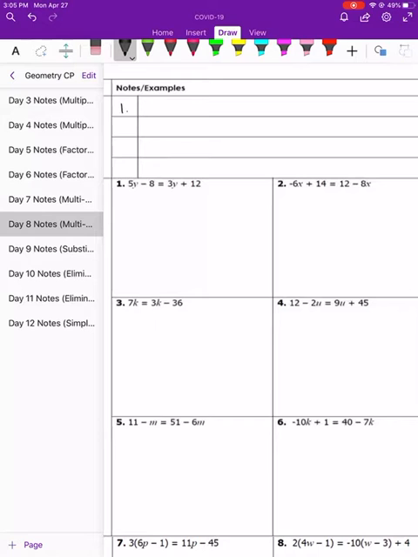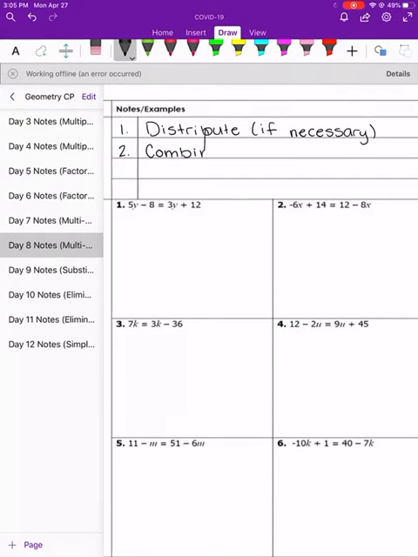So step 1, again, is going to be distribute. You're only going to do this again if it's necessary. Step 2 is going to be to combine all like terms.